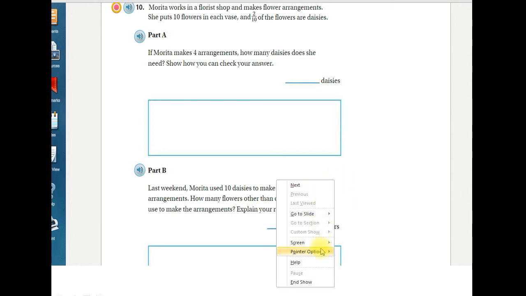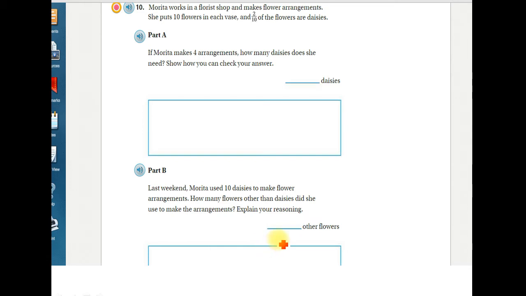Okay, Mr. Music back. We're still on chapter 6, but now we moved on to problem 10, and this is a two-parter. So let's get into it.